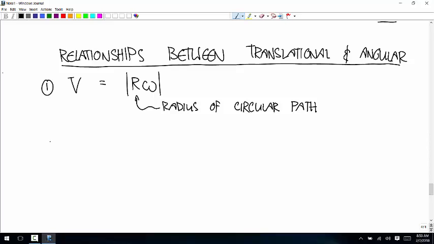The second one says that the magnitude of the centripetal acceleration. Have we used this yet in this class, the magnitude of a vector thing? The absolute value of a vector like this means the magnitude, that's the length of the vector. Okay, you've seen that somewhere before. And that one is equal to the absolute value of omega squared r.